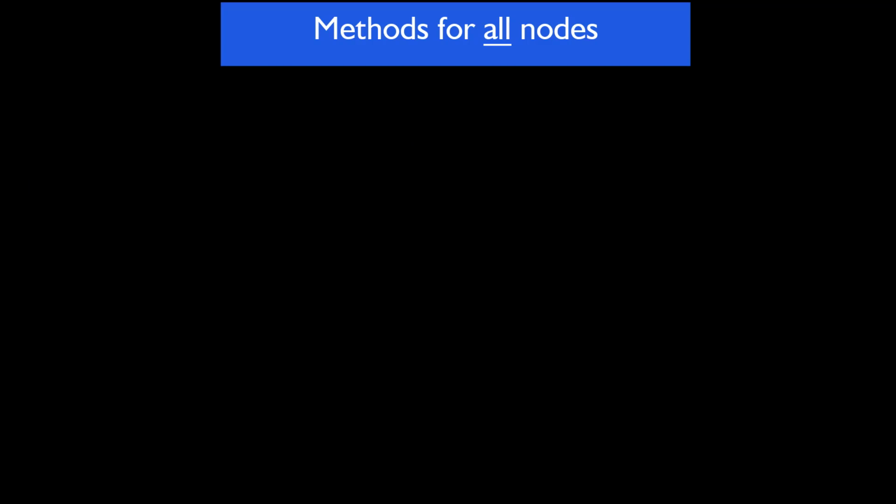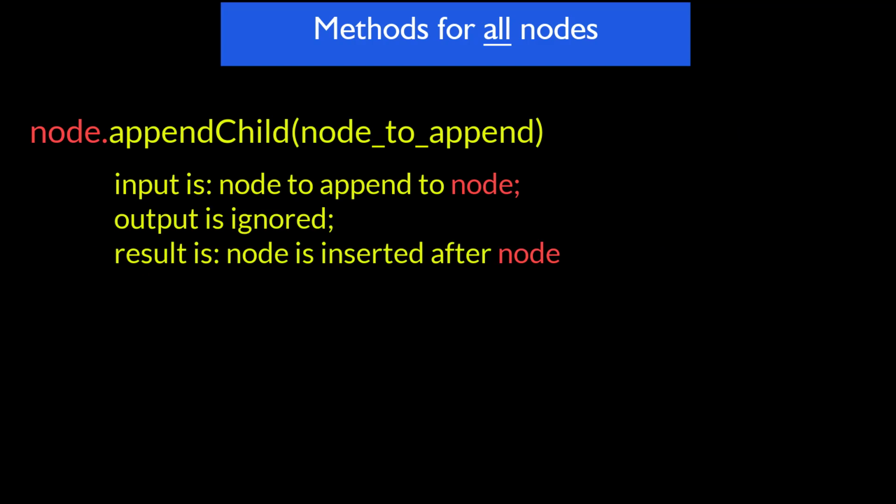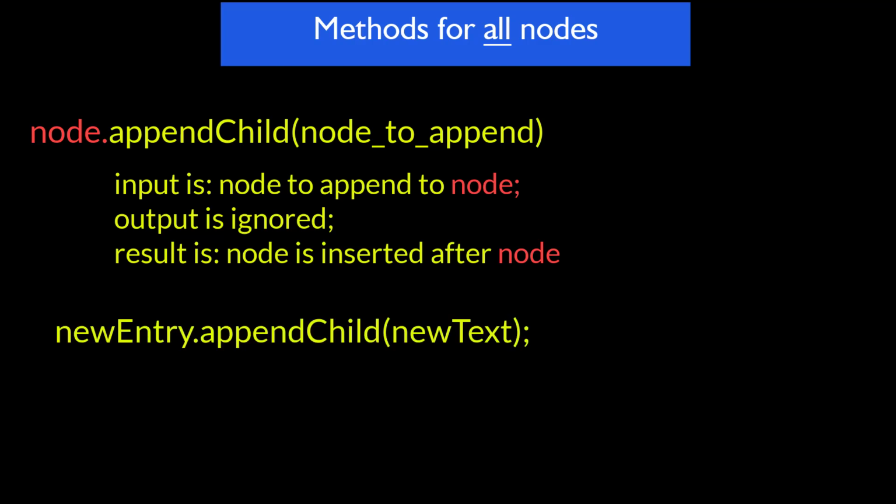So, append child. Its input is the node to append to the current node. The output is ignored, but the result is the node is inserted after the current node. For example, new entry dot append child new text. Note, if you don't catch the output of the method, no variable equals, it is simply ignored. The method still runs, however.